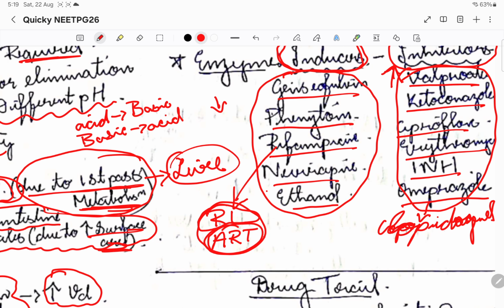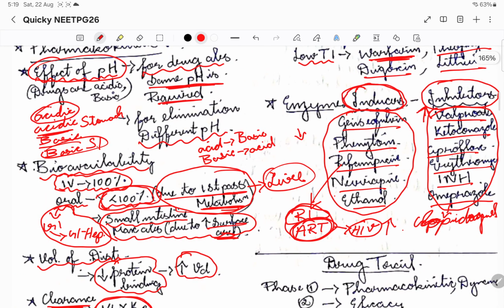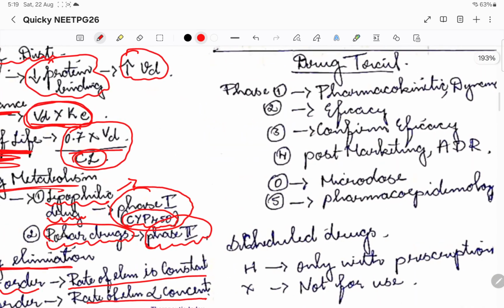So that is where the ART drugs cannot act on the HIV infection, and HIV infection can elevate. So this is the thing that happens with inducers and inhibitors. Please remember these examples.